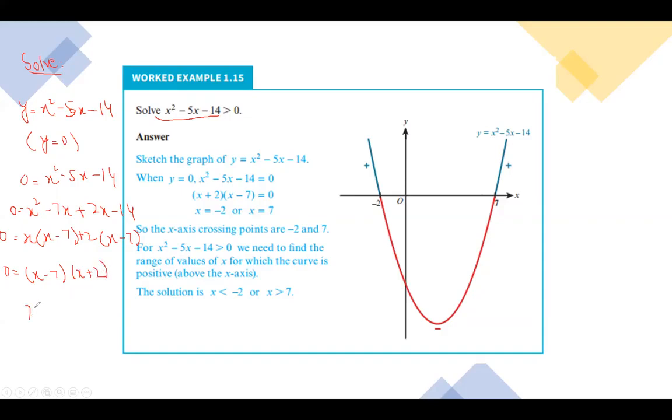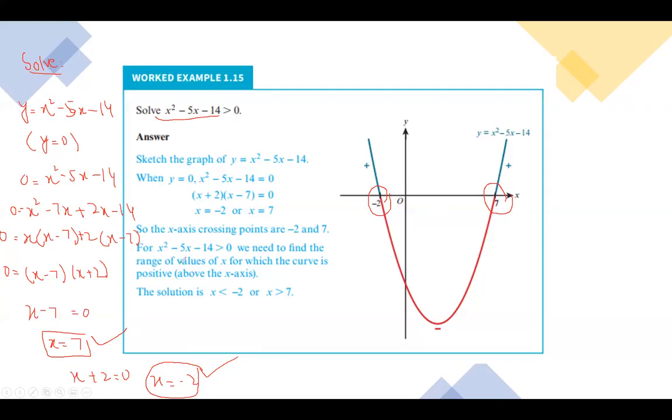So this states that x minus 7 is equal to 0. That says x equals 7. And second is x plus 2 equals 0. That is x equals minus 2. So these are the two values, x equals 7 and x equals minus 2.